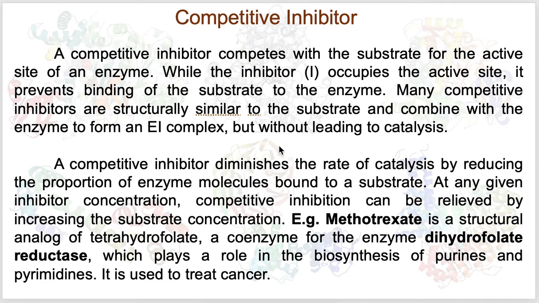One example of a competitive inhibitor is methotrexate. This inhibitor is a structural analog of tetrahydrofolate, which is a coenzyme for the enzyme dihydrofolate reductase, and this enzyme plays a role in the biosynthesis of purines and pyrimidines. That means this enzyme is involved in cell growth and cell multiplication. As methotrexate acts as an inhibitor for this enzyme, it is used as a cancer drug to treat cancer.